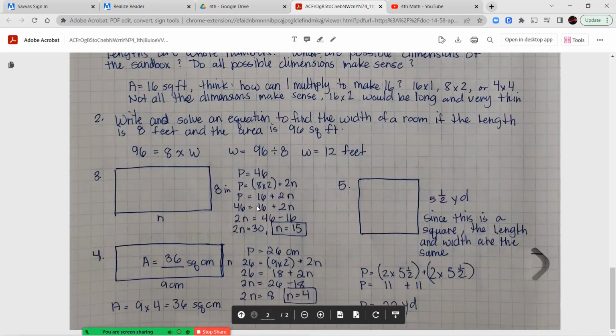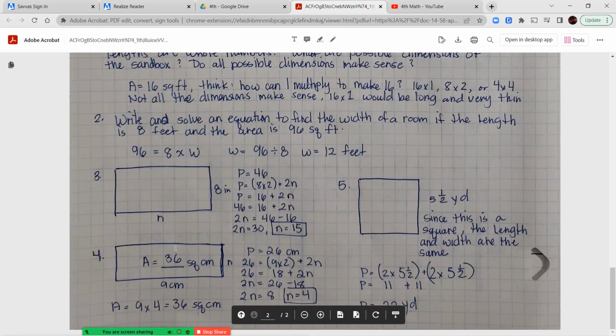So 46 is equal to 16 plus 2n. I'm going to subtract the 16 from my total. That's the part that I know, so that I can find the part that I don't know. So 2n is going to equal 46 minus 16, which is 30. And then 30 divided by 2 is going to be 15. So n is equal to 15.